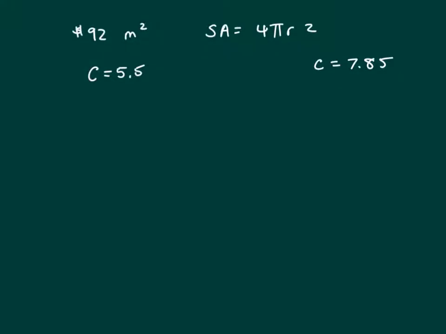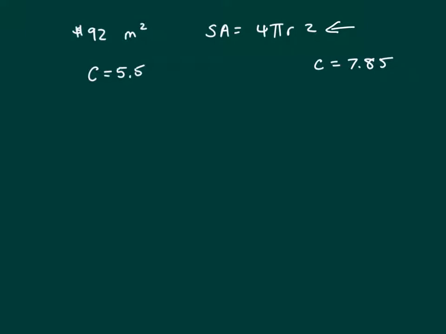Note that the problem says select the value that is closest. So that means I can mess with my math. We need to figure out what the surface area is, and then whatever the surface area is, we'll multiply it by 92, and that will be the cost.